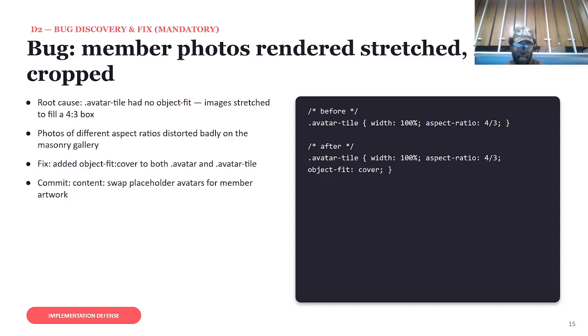So the fix was just one line, adding object-fit: cover to both avatar and avatar tile, so the browser crops instead of distorts. That change is bundled in my swap placeholder avatars for member artwork commit. So as you see on the code screen, the difference in both commits.